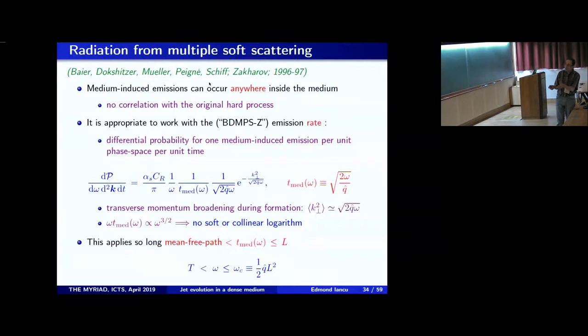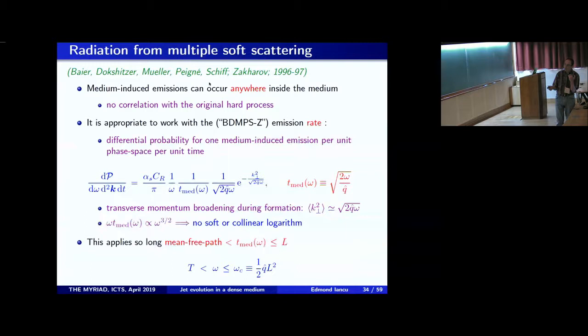Now, if you look at this expression, obviously there is no collinear singularity, there is no collinear log, but there is no energy or soft log either, because of the energy dependence. It's not only the 1 over omega from the Bremsstrahlung, but also 1 over the square root of omega coming from the formation time. So this spectrum is much more singular at small omega than the Bremsstrahlung spectrum.